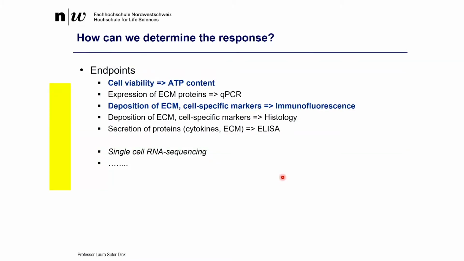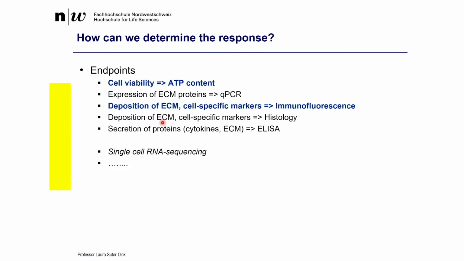We can also look at the deposition of the extracellular matrix, so ECM stands for extracellular matrix, or other cell-specific markers using immunofluorescence, and you will see some of this as well. We can also look at the deposition of extracellular matrix or other specific markers using common histology, cutting the microtissues and doing histological staining. And of course, we can collect the medium from these microtissues and analyze which proteins may have been secreted using a normal ELISA assay. We will not show you that.